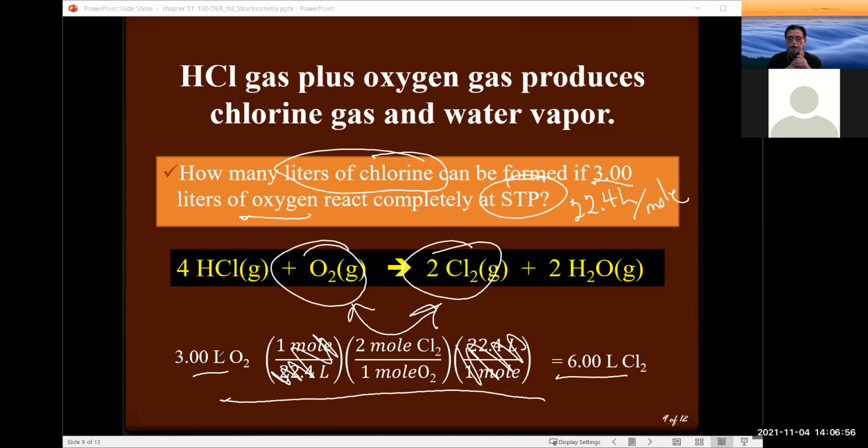But if you are dealing with gases all the way around and you're at STP, I can just simply use the stoichiometric relationship between the reactants, or reactants and products and so forth, because the 22.4 liters cancels out both. Okay, hopefully you'll see that.